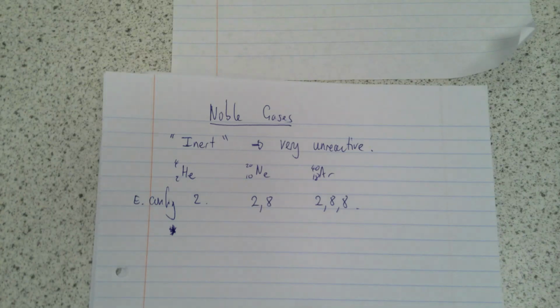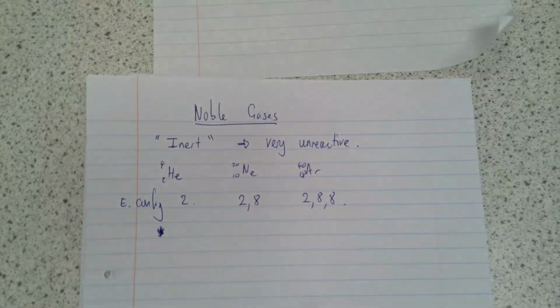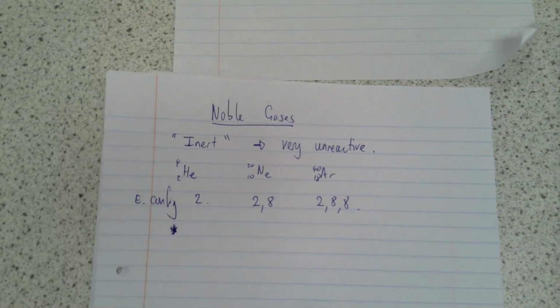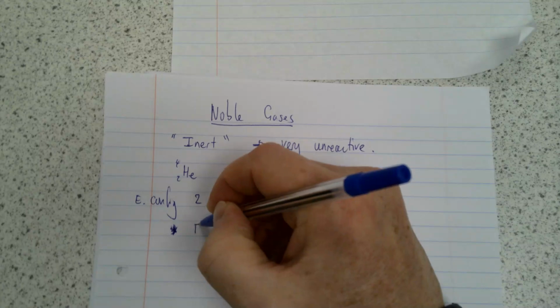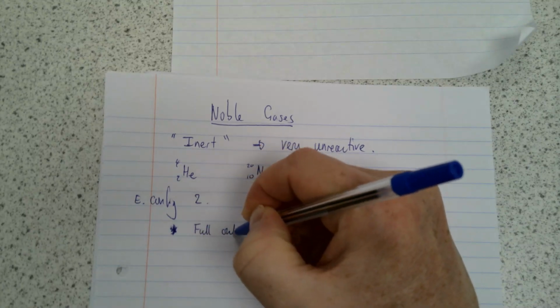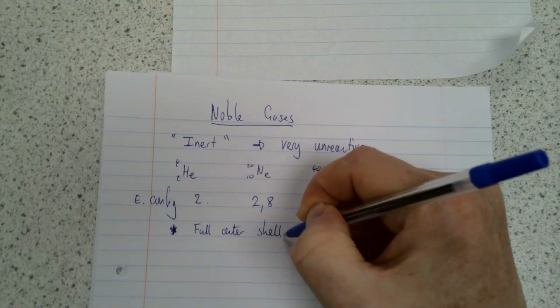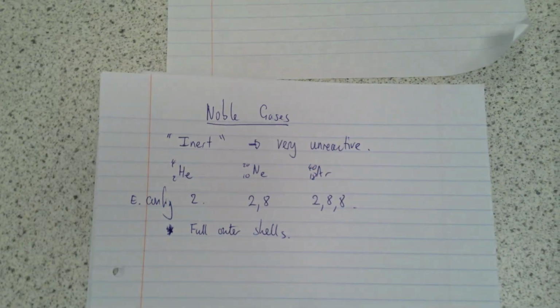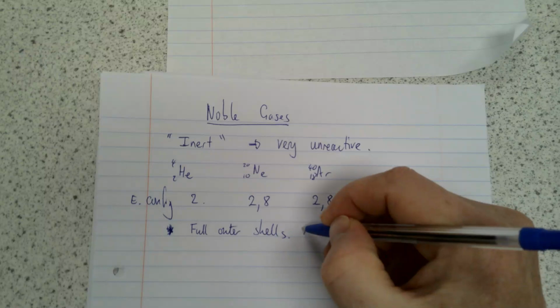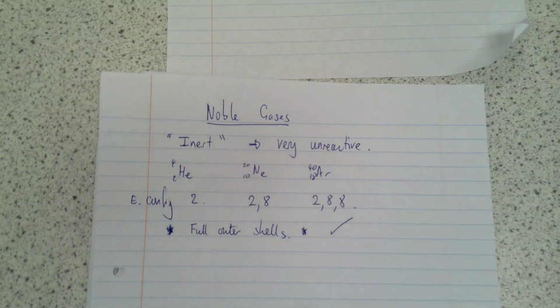So, well done. All of you, I think, from the discussion you had there and the answers you gave, pointed out they have full outer shells. And we talked previously about the idea that other elements react, and when they do, they lose or gain or share electrons to have full outer shells, or that's the outcome of the reaction at least. So if you mention that noble gases are unreactive because they have already full outer shells, you get a mark.